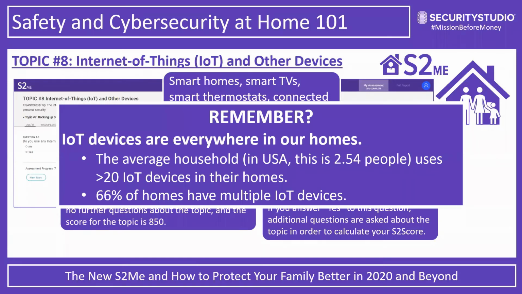The average household in the United States has 2.54 people. That 0.54 is generally the short children, so we only count them as half people. The average home is using more than 20 IoT devices, and 66% of homes have multiple IoT devices.